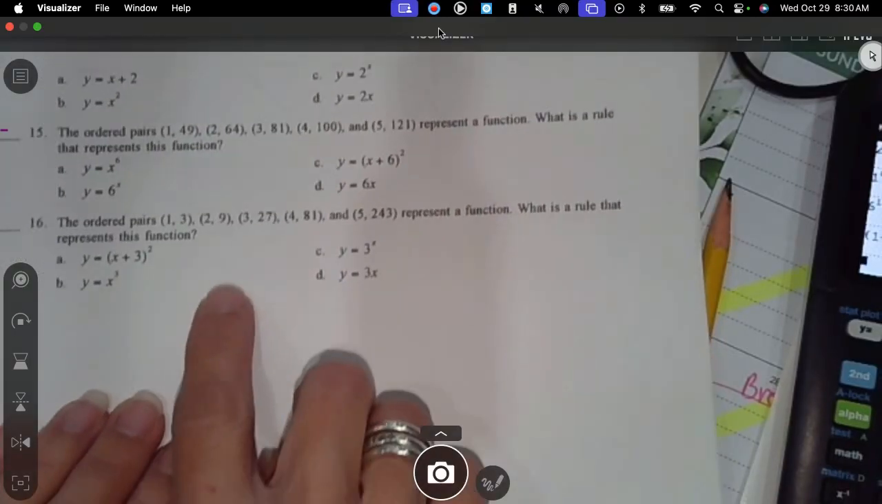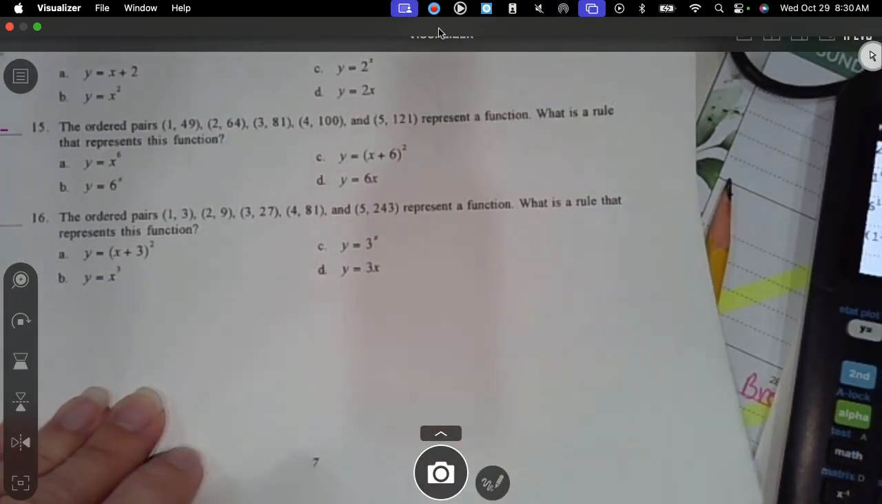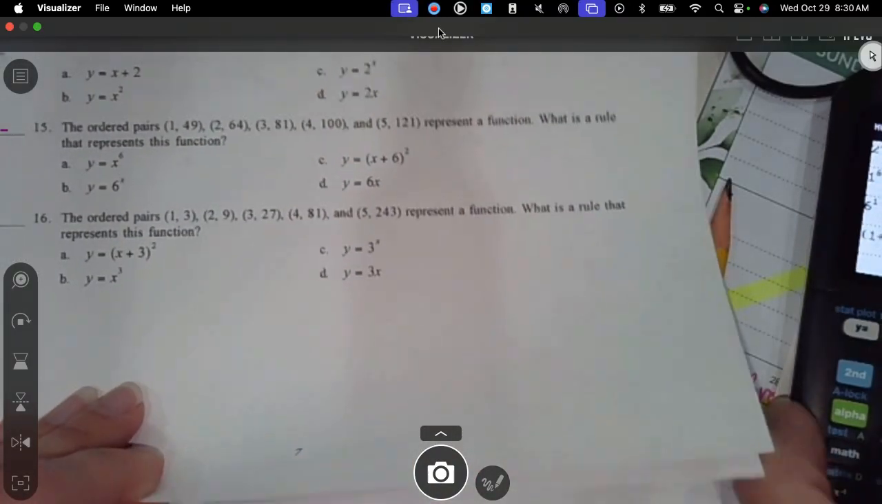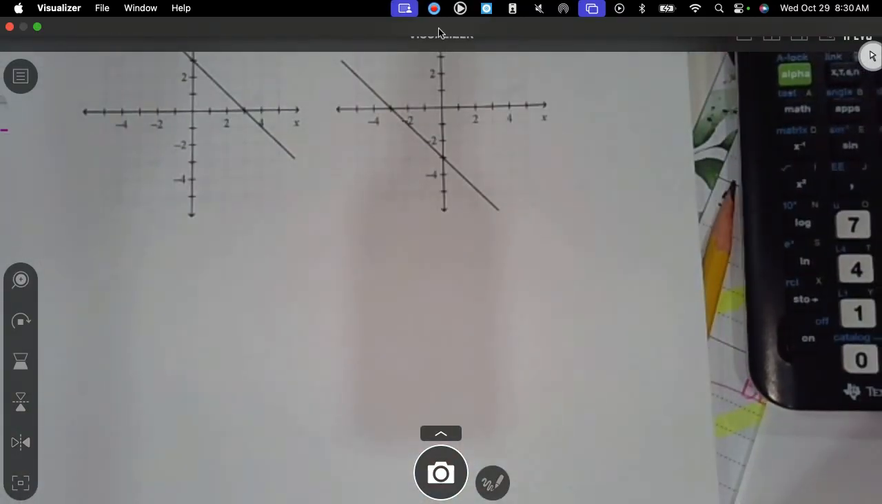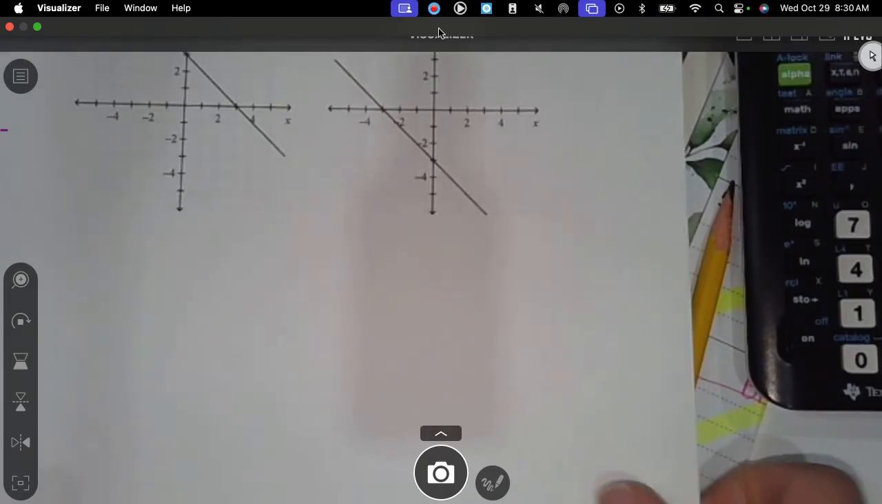Okay, do we need one more? Or are y'all good with that? You're good. Okay, let's see. Number 17, we've only got 2 left. And then I'll tell y'all what ones are on there.